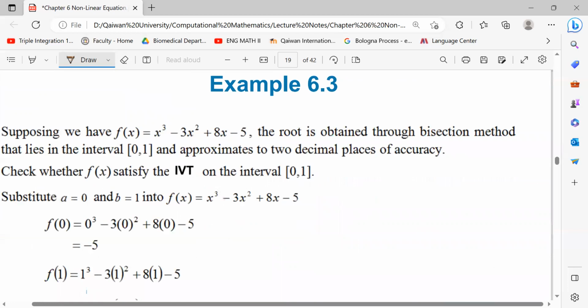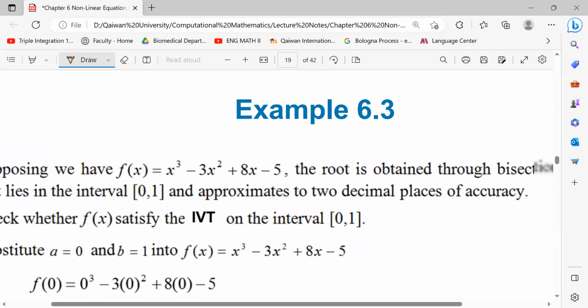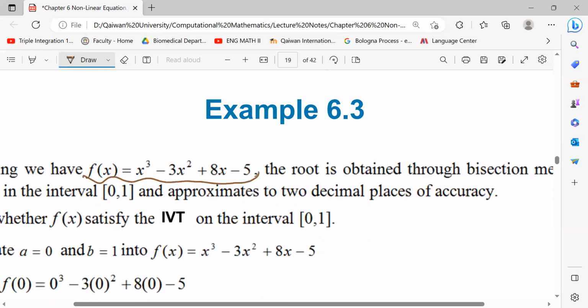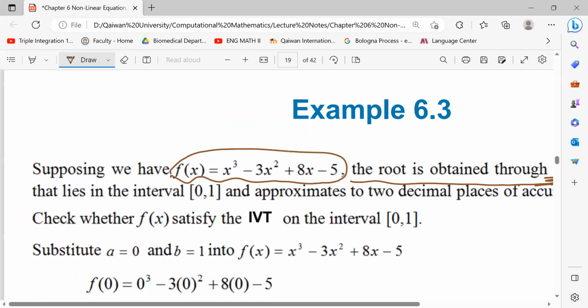Look at this example. It says, supposing you have f of x to be this function. We cannot find the solution for this function as an exact solution. What we do, we use numerical methods. The root is obtained through the bisection method. Look, it's given that we need to use the bisection method that lies in the interval.